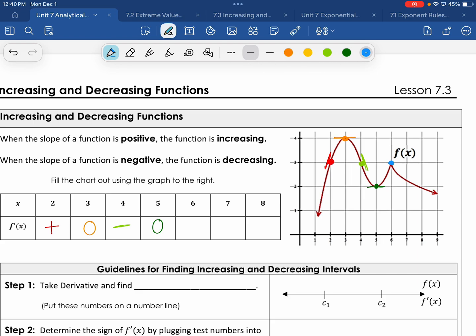At 6, what is the derivative at 6? Undefined, because there is a cusp, a corner, so it is DNE. And then at 7, the derivative is negative. At 7, the derivative is negative, and then at 8, the derivative is negative. All right, so we're going to use that idea, and we're going to create sign charts.